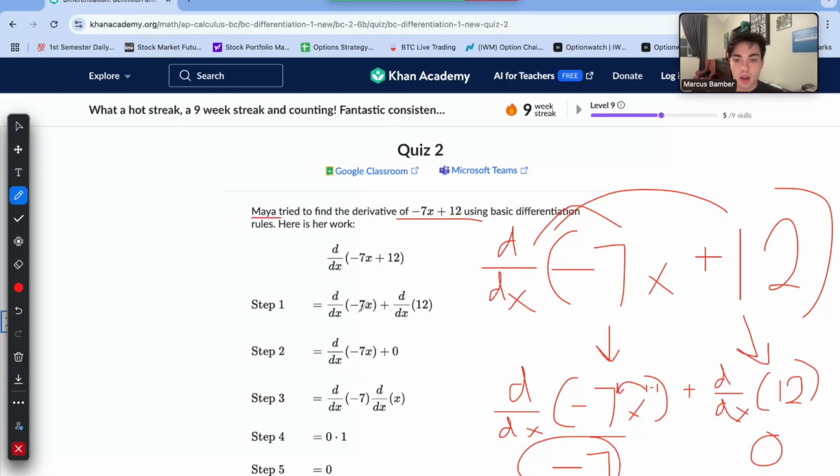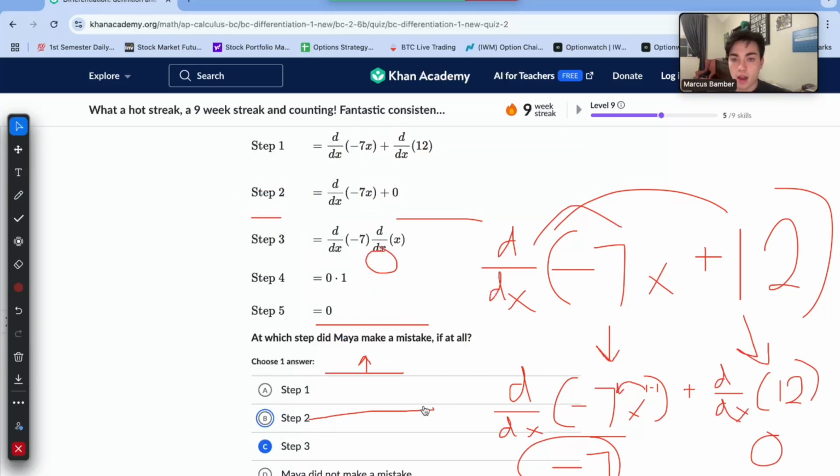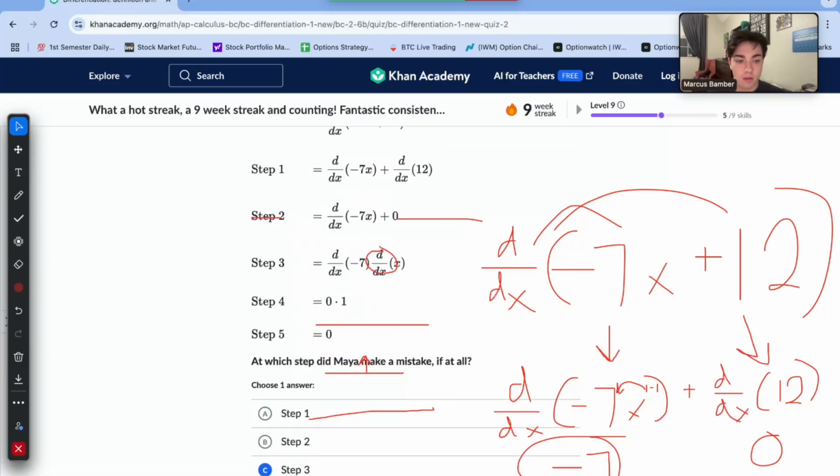Now notice step 1 is correct. We separate into two different derivatives. Step 2 is correct using the constant rule. And then step 3 is where we make a mistake. We cannot split two terms that are multiplying. We can split two that are adding right here, but we cannot split two that are multiplying. So step 3 is where Maya made the mistake here.